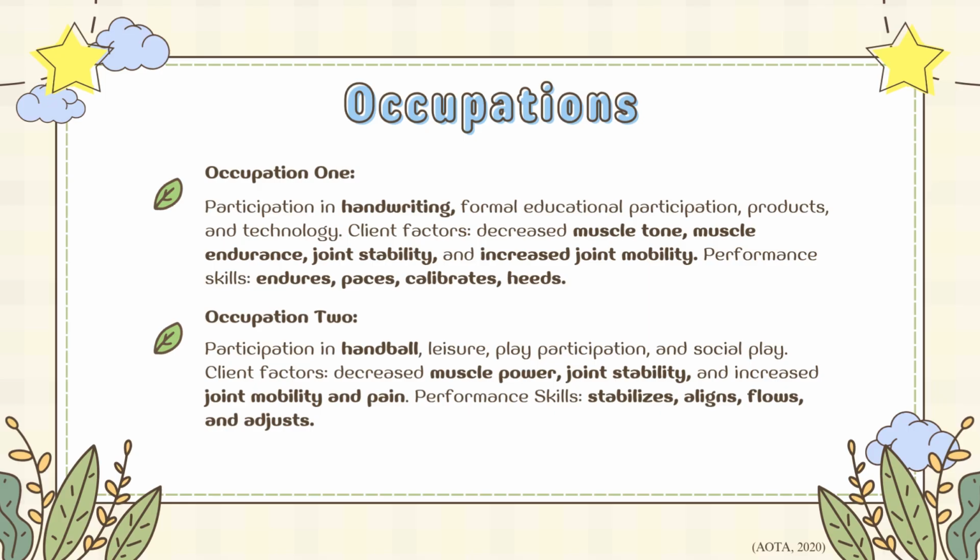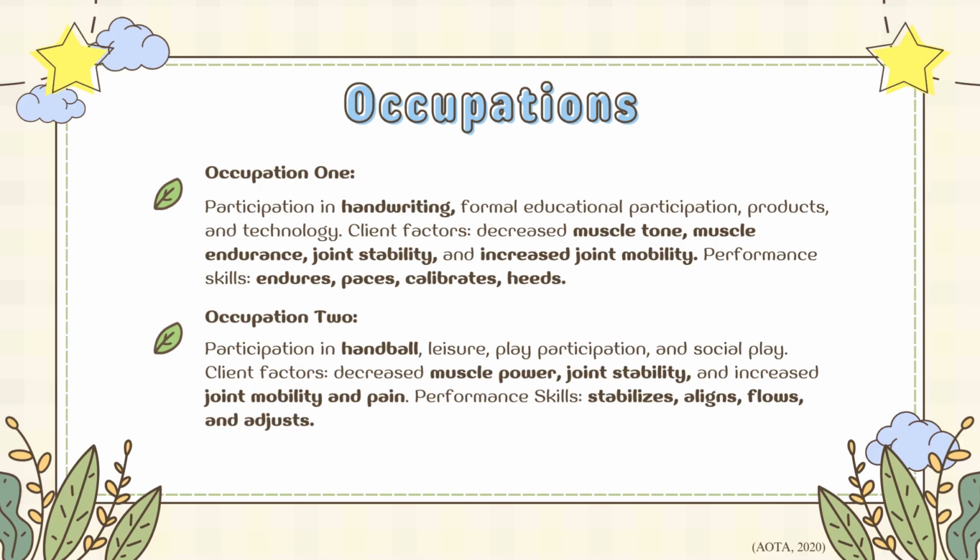Her ability to pace the task, so doing this at a consistent pace. Because of her fatigue, this would be affected, and her ability to calibrate, so her ability to use the appropriate movement force or speed because of her joint stability, mobility, and weak muscle tone. And then her ability to heed the task, so maintaining consistent and effective rate of performance throughout the task.